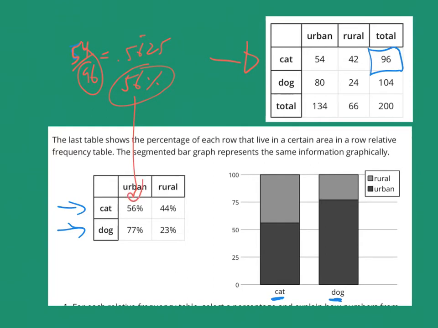So of the cat owners, 42 out of 96. And when I divide that, I'm getting 0.4375, which is about 44%.